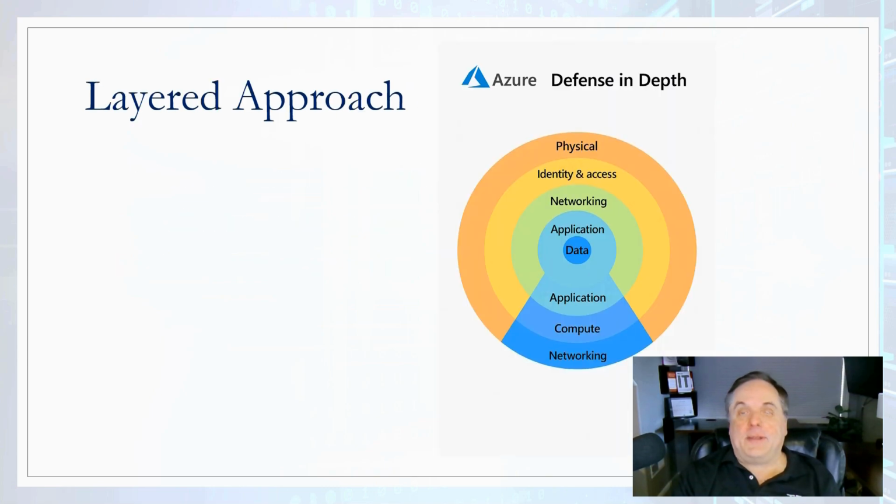Here is the Defense in Depth graphic that will give you a visual representation of how this looks. You've got physical, which is going to be, say, the physical environment where your attacks might take place. Then you've got identity and access. This is your username, your password, your multi-factor authentication. You've got networking, where you can control things using access control lists and firewalls. Then you've got applications that you use to access the data, and then the data itself.